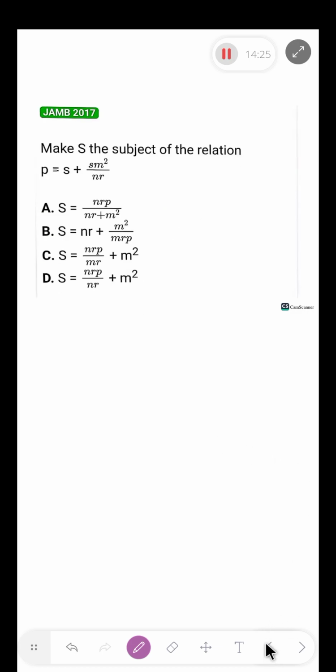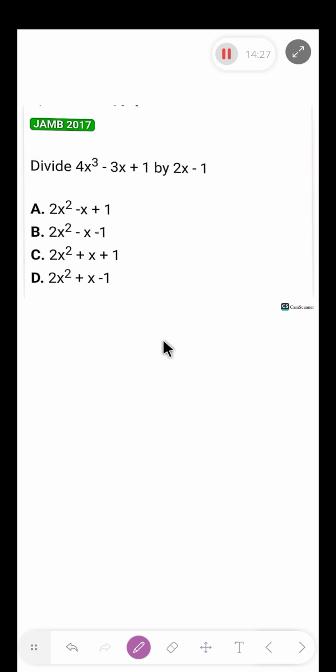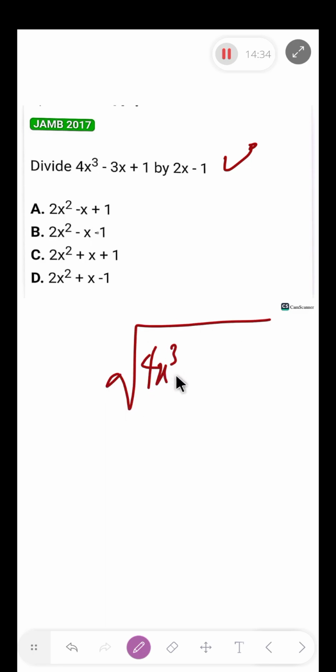So I'm still looking for more questions. Okay, I've seen another one. Division of polynomials. So I want to divide something like this: 4x cubed minus 3x plus 1, by 2x minus 1. So you can try this. Trivially, I believe you can actually do this, and then just find the quotient, or possibly this might be the remainder. Just try it out. You can actually divide this.